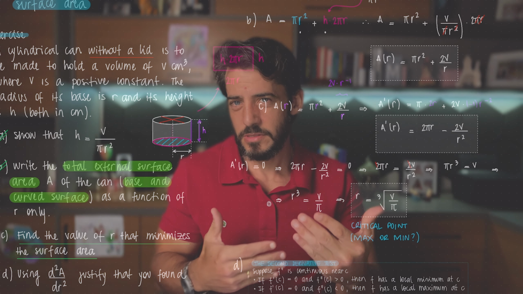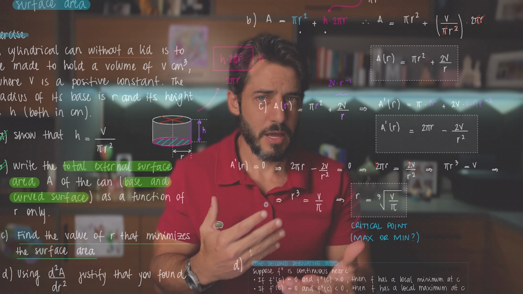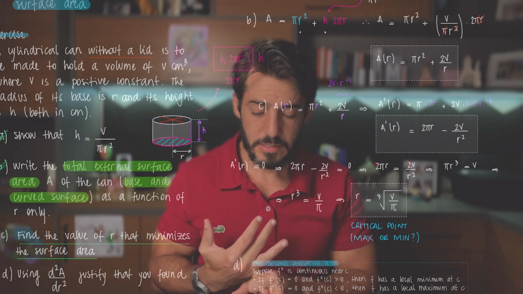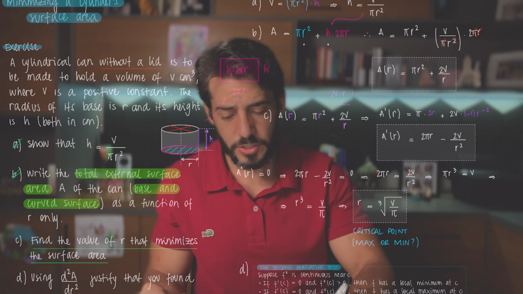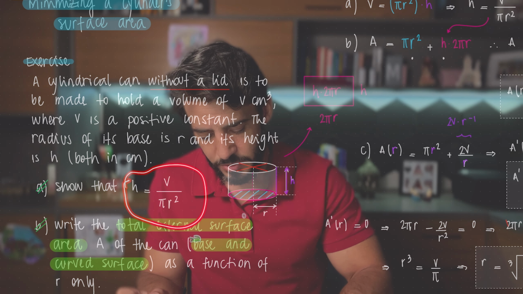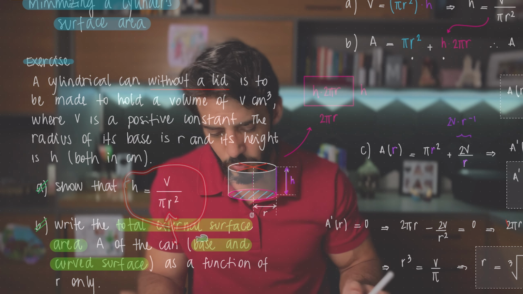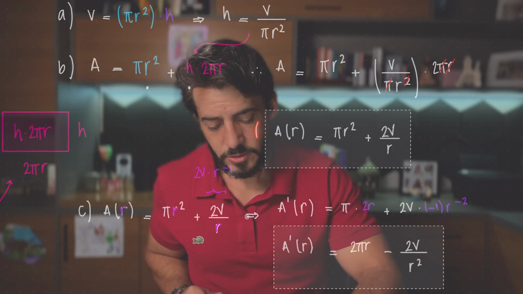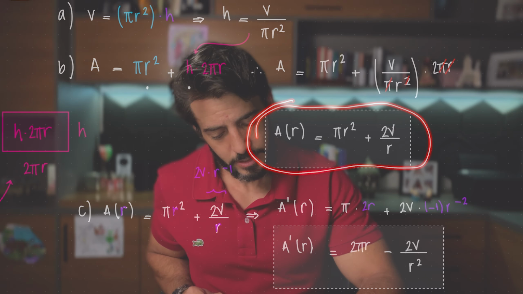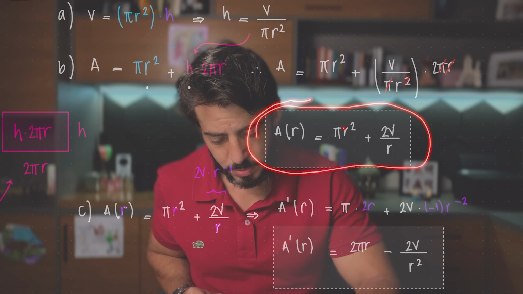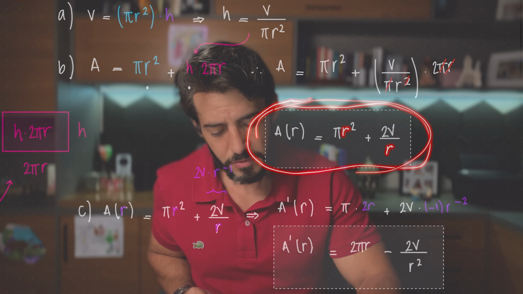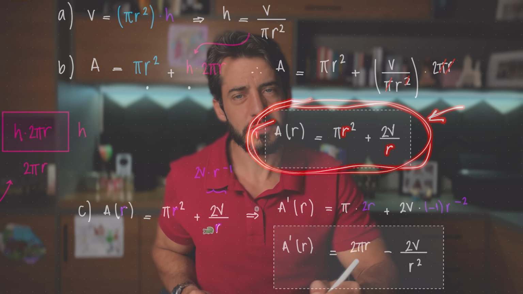Now, questions that the exercise may ask you, for example, what is the height of this can? In order to find that, you can just replace r over here and find the height. Or the exercise might ask you, what is this minimum area? Then in that case, you would replace the cube root of V over pi over here and find this minimum surface area. And that's it.